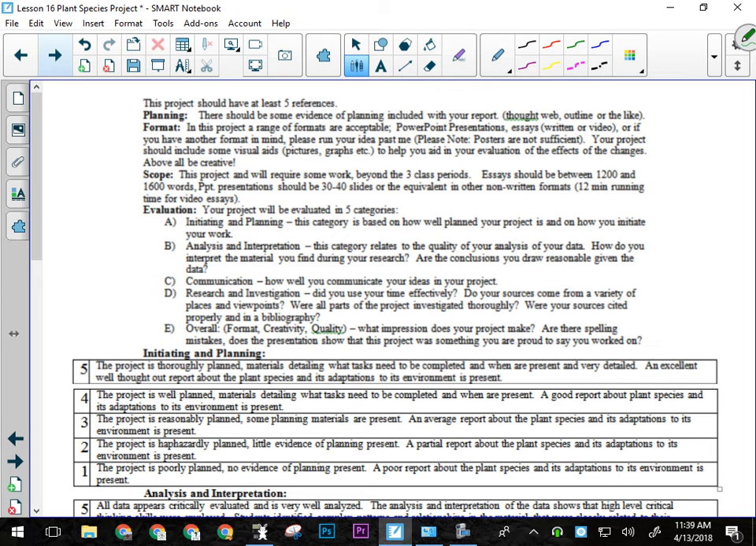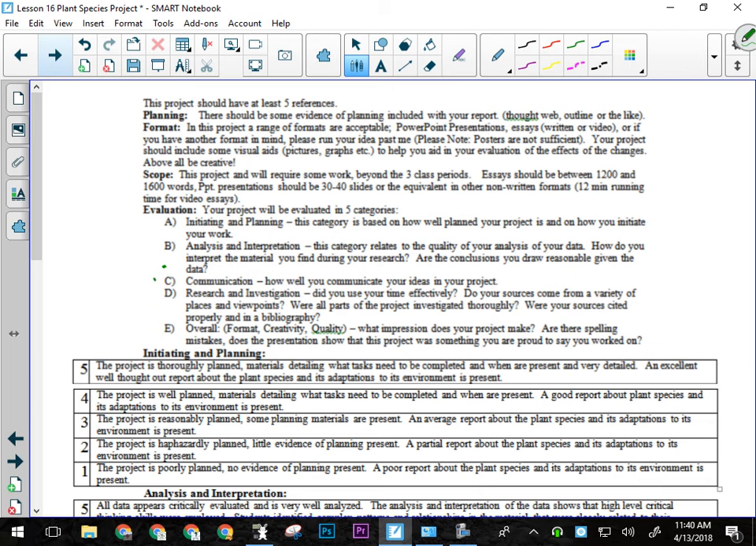All right, your project will be evaluated in the same 5 categories as before. 5 marks for planning, 5 marks for your analysis and interpretation, the information that you put in there about your plant. Okay, 5 marks for your communication. If your whole report is a bulleted list of points, that's not going to go well for communication. I want to see some connections between your ideas, okay, some flow to your report, okay, no spelling mistakes and grammar and stuff like that.